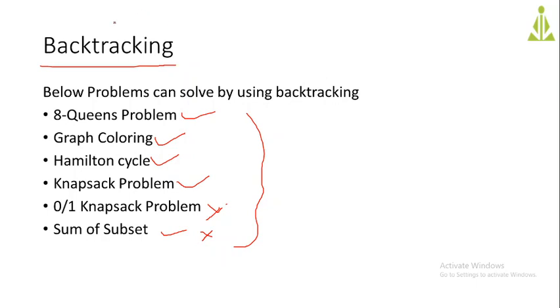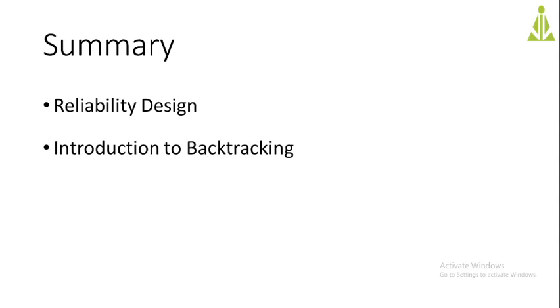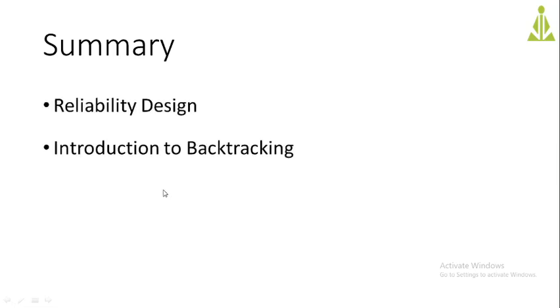Okay, so these are the things we have completed. First one is reliability design. Second one is introduction to backtracking. For the CSC students, the backtracking topic is available in the third unit, and for the IT students, the backtracking topic is in the fourth unit. These are the things we are going to see in the coming classes about backtracking. I hope you understand this.